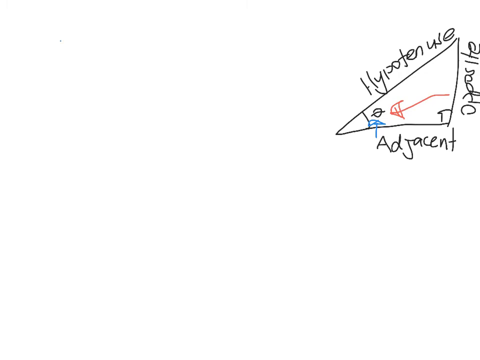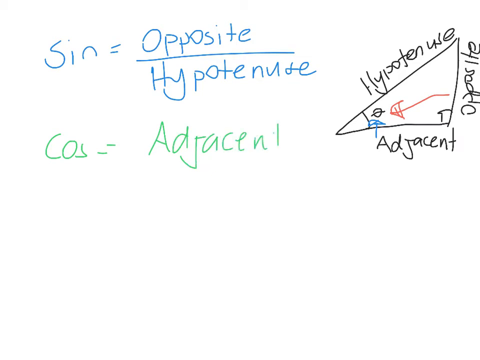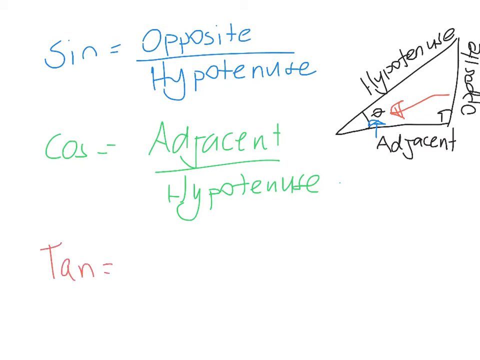Let's have a look at sine first. In order to calculate the sine, we have opposite over hypotenuse. For cos, we have adjacent over hypotenuse. And last but not least, we have tan, and it is opposite over adjacent.